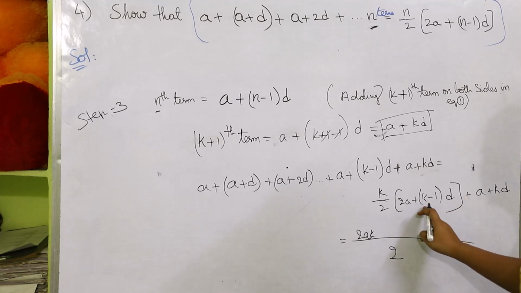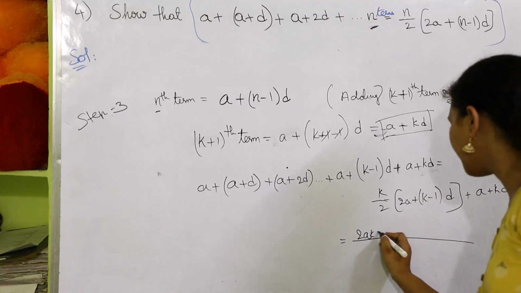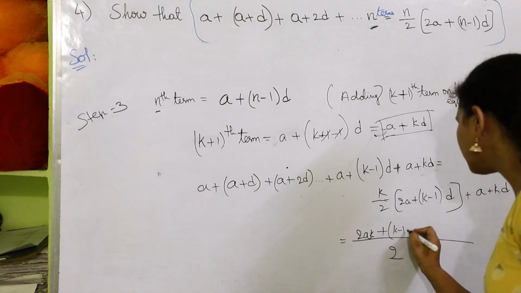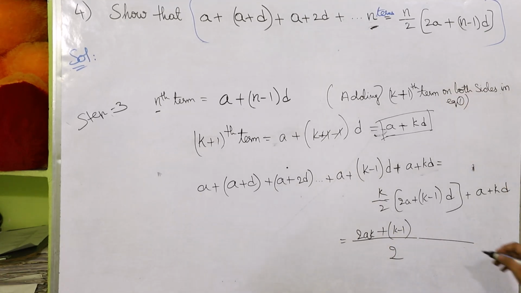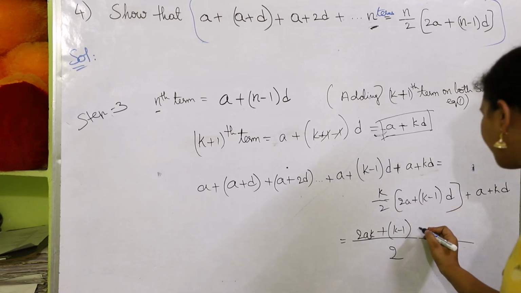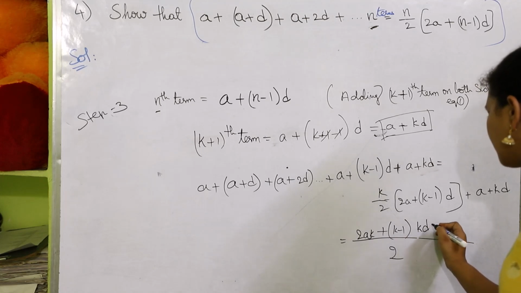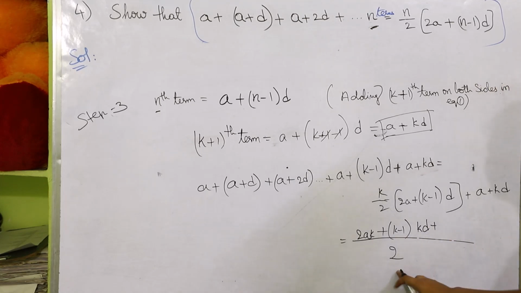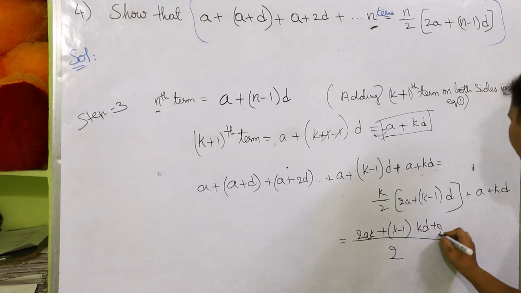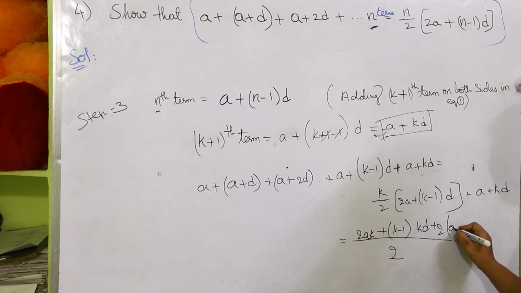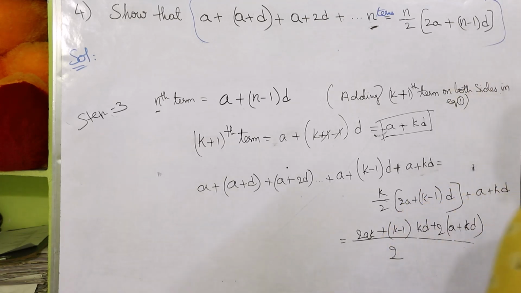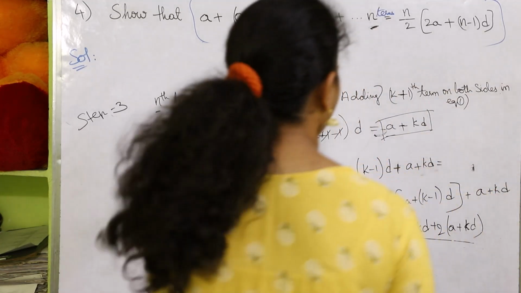Again, here just write k plus 1 as it is, plus k minus 1 into kd. Let it be kd. Okay, clear? Plus again LCM with numerator by denominator, 2 into a plus kd. Clear? 2 into a plus kd. Clear till here, guys?